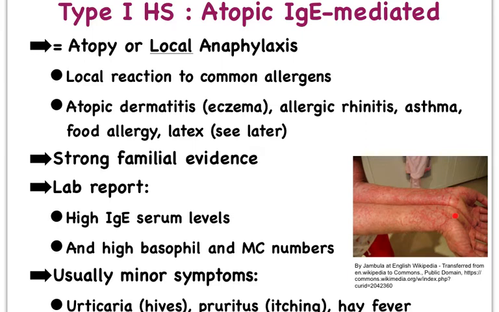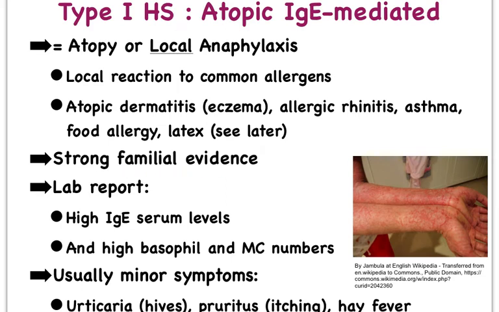We recognize this as hives, and a better way of referring to hives is to call it urticaria. Hives often go along with itching, called pruritus. Hay fever is also a very typical result or symptom of atopic hypersensitivity type 1. As you can imagine, we're going to see high basophils or high mast cells with a high IgE level in the blood. This is something that tends to run in families.